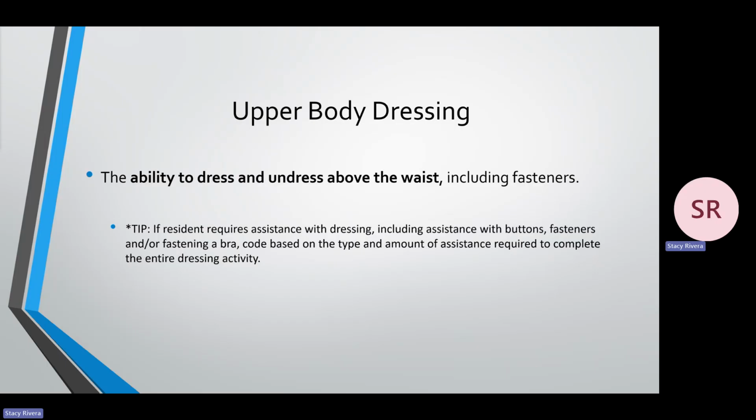Upper body dressing, the ability to dress and undress above the waist, including fasteners. If the resident requires assistance with dressing, include assistance with buttons, fasteners, and/or fastening a bra. Code based on the type and amount of assistance required to complete the entire dressing activity. So when it's saying that, it's saying don't just take snapshots of an activity, record the highest level of assistance they needed to complete that whole activity, right? So if a portion of the activity took min assist, but at some point they needed maximal assist, you would code maximal assist, okay?